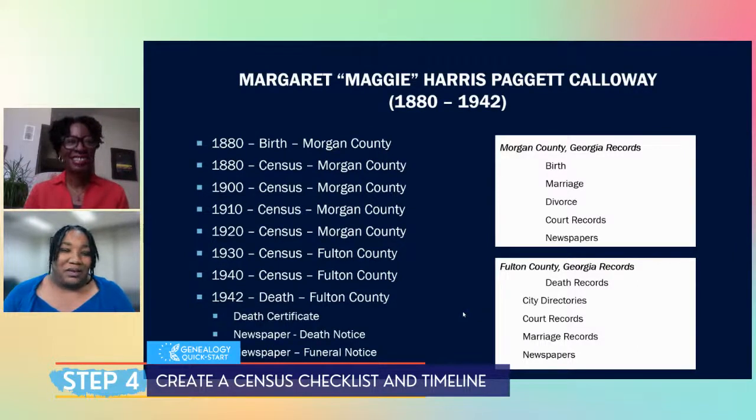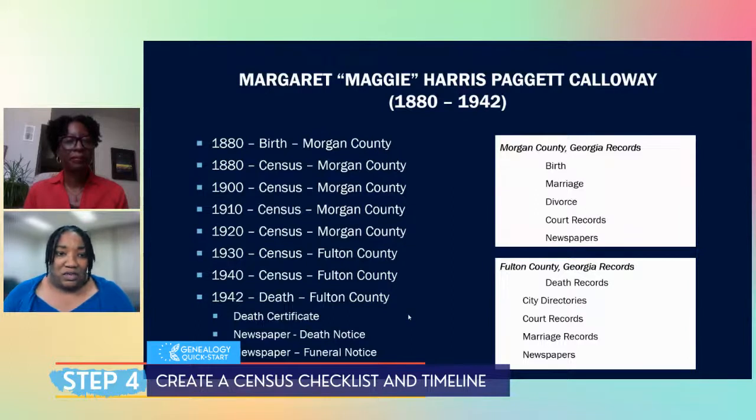But with this census checklist survey, it also helps to put the location. And so you can see that I have Morgan County next to the years that I found her in Morgan County, and Fulton County next to the years where I found her in Fulton. And so this actually creates a migratory path for her. So it lets me know she was in Morgan County these years, like 1880 to the 1920s. And then from the 1920s to 1942, she was in Fulton County. So that helps me to know where she is.